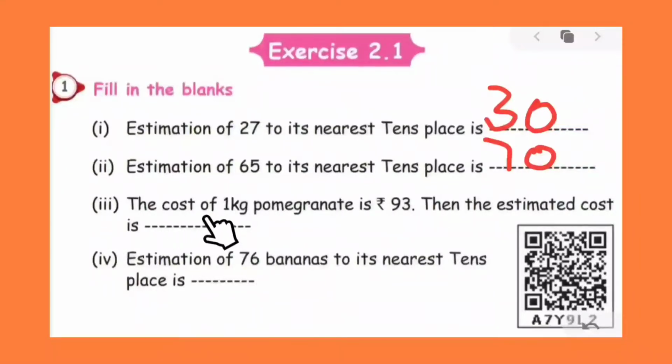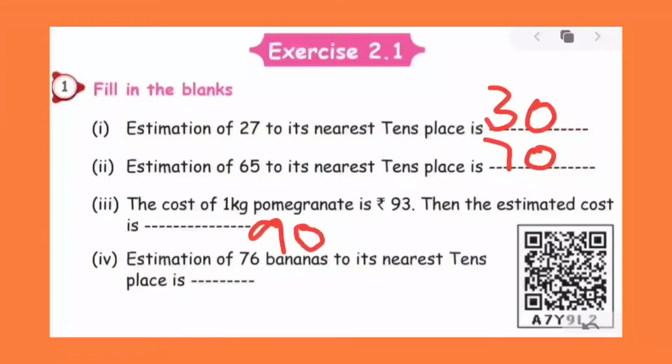Third one, the cost of 1 kg pomegranate is rupees 93. Then the estimated cost is dash. So the given number is 93, and we have to find the estimated cost value. The ending number is 3, so this is the first group. First group means we keep the tens place value and add 0. So the answer is 90.